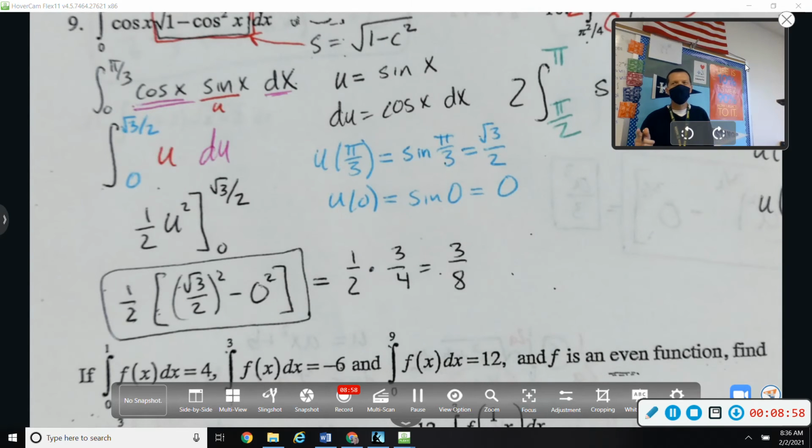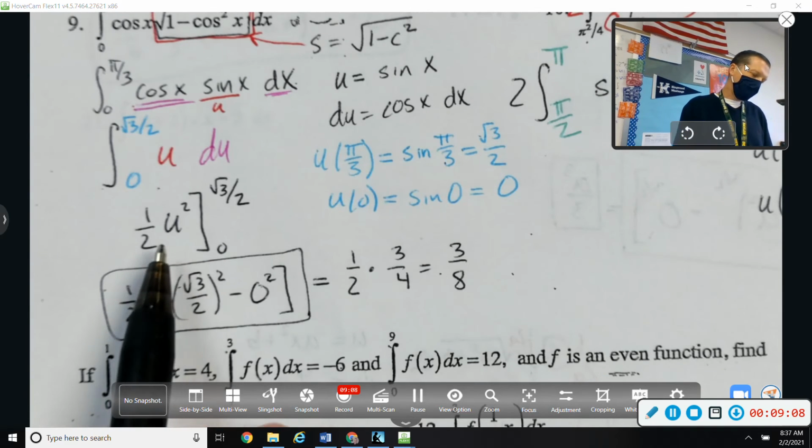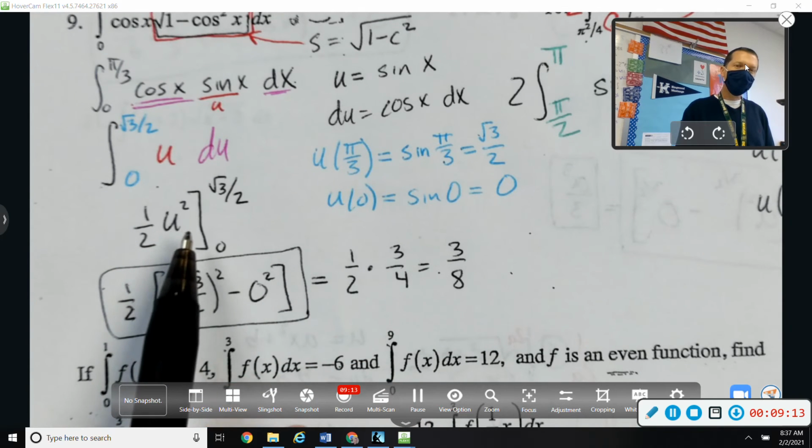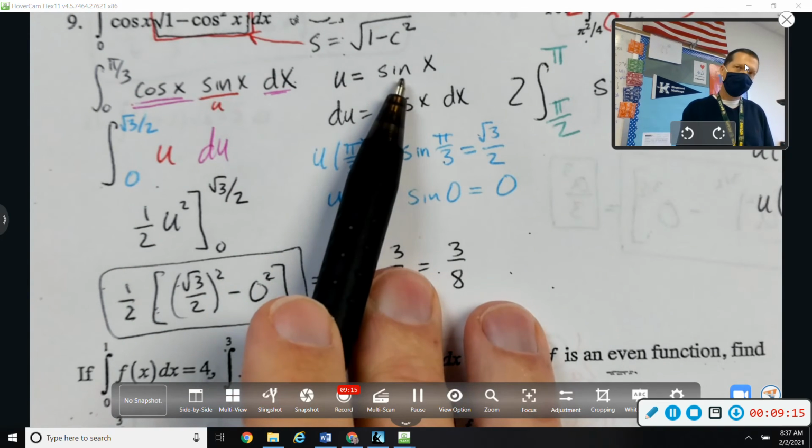Yes. Why is it not like sine of root 3 over 2 minus sine of 0? Okay, really good question. Because I switched everything to u, so I don't have to go back to x stuff.